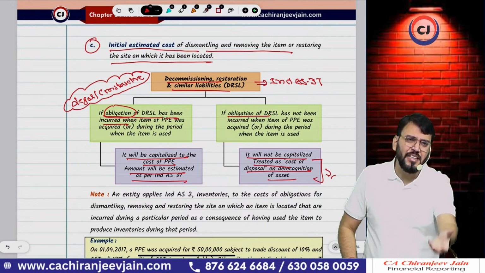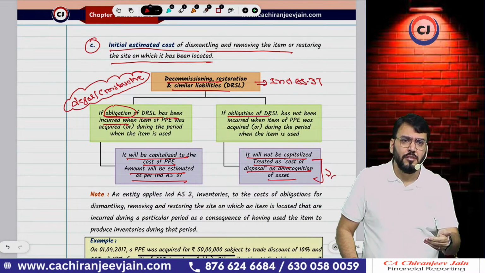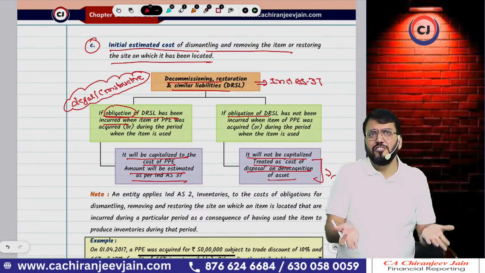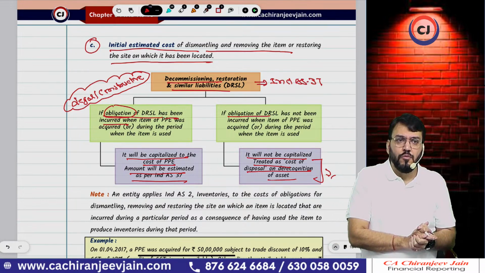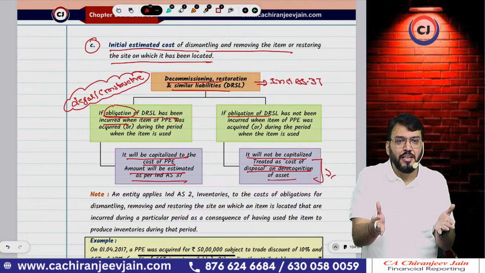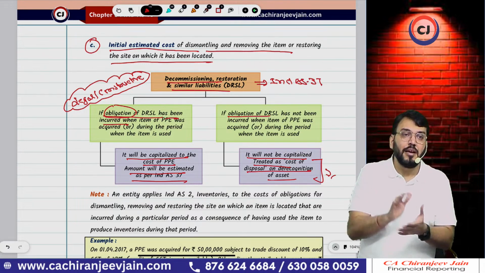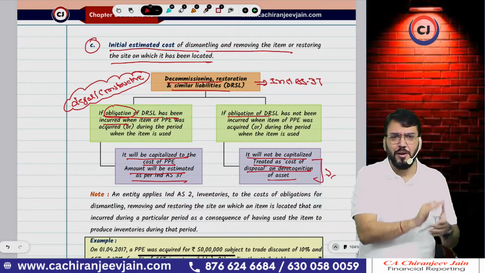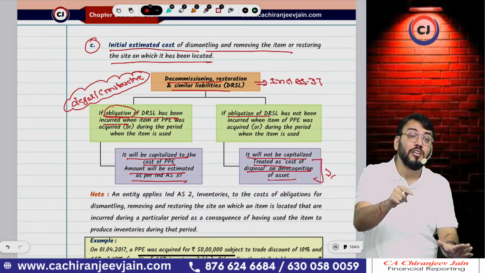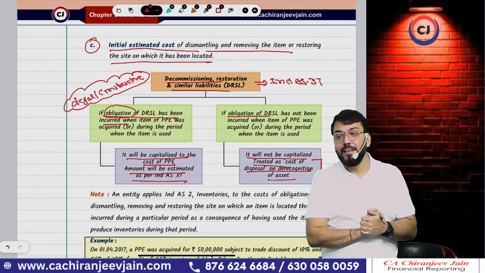A simple example, if I say it this way: suppose you are doing metro construction, or suppose you are constructing a building. For that you have destroyed some area, and there is a legal obligation that you need to restore that site once the construction has been completed. You have taken permission from the authorized department and there is a legal contract, a legal obligation or constructive obligation, whatever, that you need to restore that particular site. So that restoration cost will be capitalized.